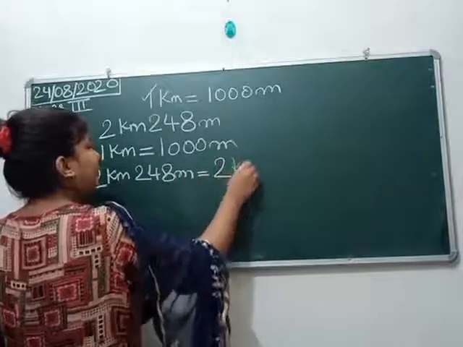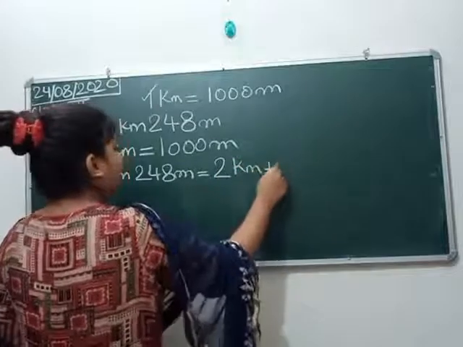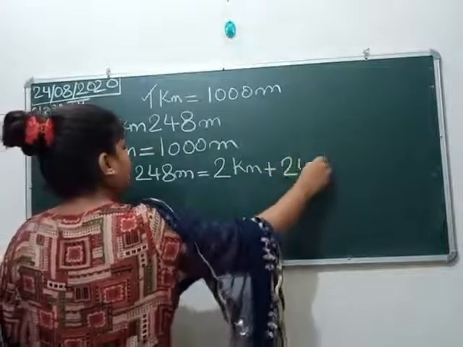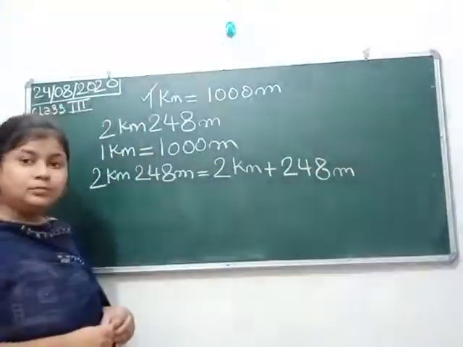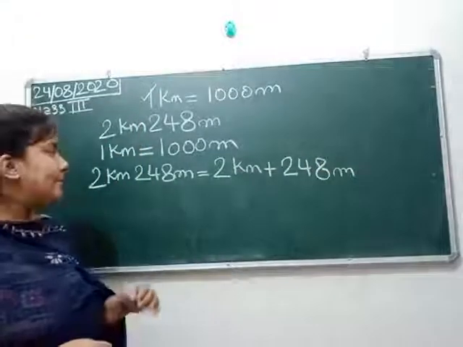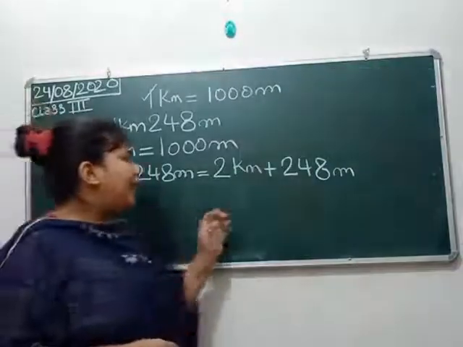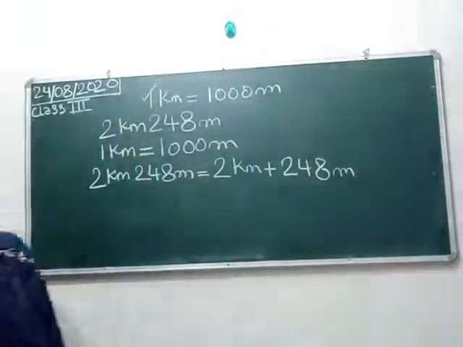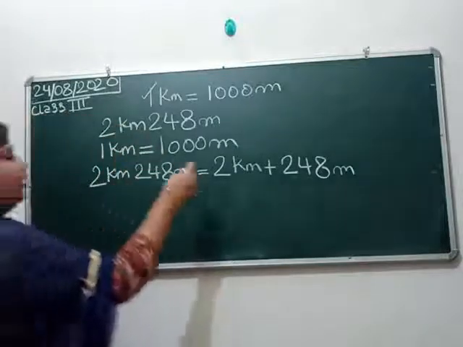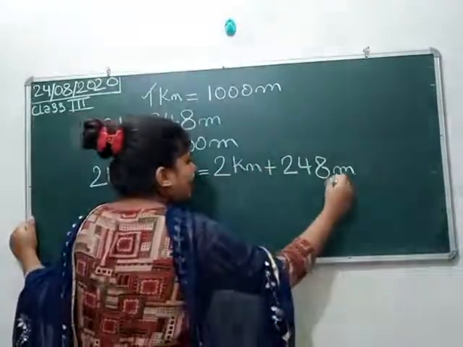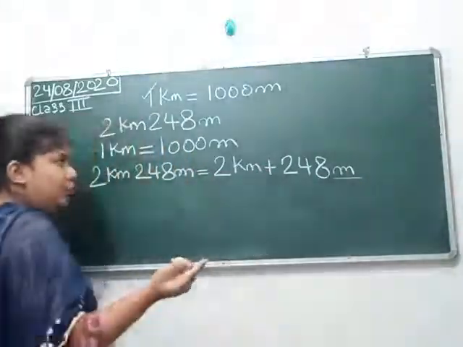2 kilometer plus 248 meter. Okay, now the kilometer part is also given. See, 2 kilometer is given in kilometer, 248 is given in meter. So what do I have to do?